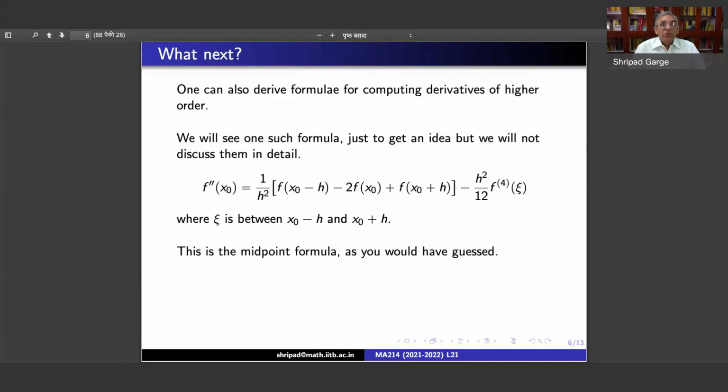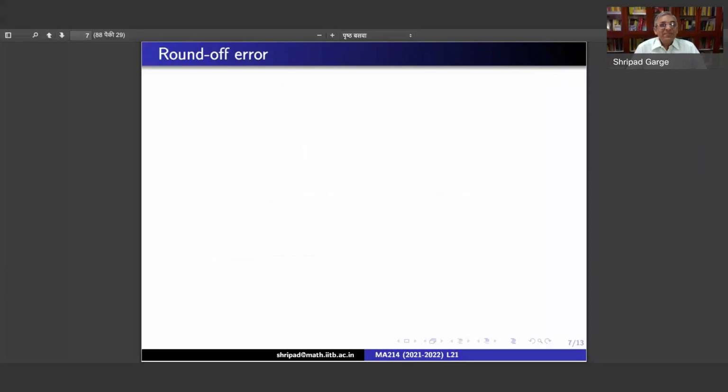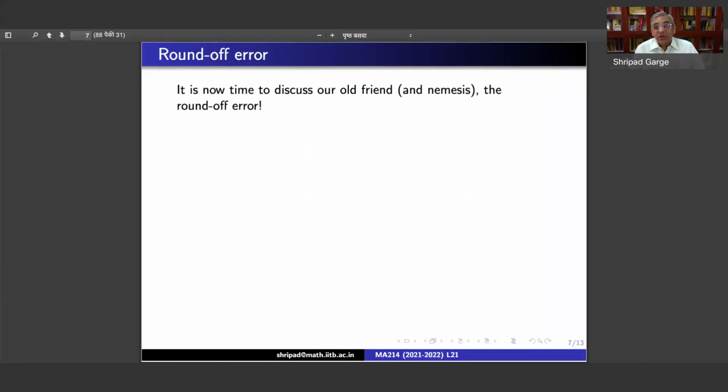Okay, now the time has come to discuss one of our old friends, a very old friend and also a nemesis, the round off error. So there is an error that happens. Of course, there is the truncation error, which we already know, which is given by the error coming from the interpolation polynomial, which was of the order of h in the initial case, then h square for the 3-point formulae, and of the order of h power 4 in the 5-point formulae.